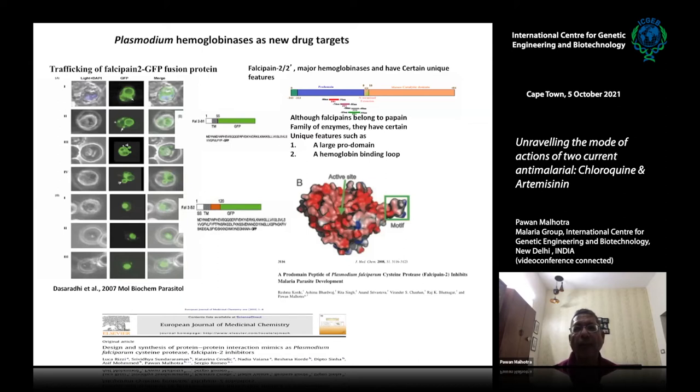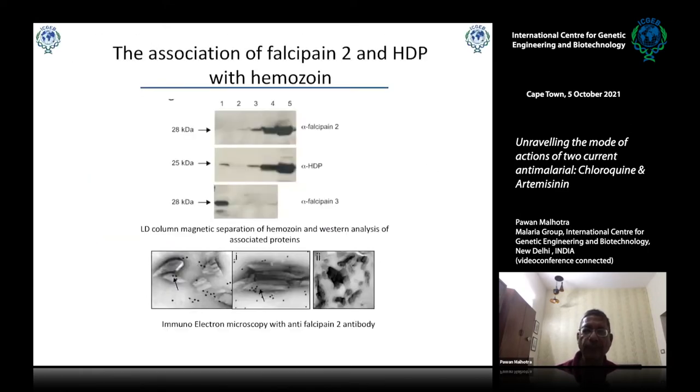So one of the targets we have been on is the prodomain of this molecule. This is a cysteine protease. So we have tried to target the prodomain. If you see the B, the right-hand panel, the crystal structure of falcipain 2, we have tried to target the hemoglobin binding domain of this molecule and try to develop inhibitors against the active as well as the hemoglobin binding portion of this falcipain 2.